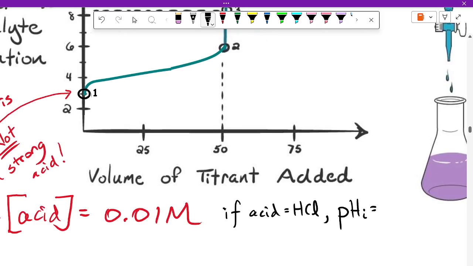If our acid were HCl, what would our initial pH be based on the concentration of the acid being 0.01 molar? pH would be 2. Okay, but if the acid is weak, then the pH initial is going to be greater than 2. Does that make sense? Okay, so that's one way that you can tell that this graph is a graph of a weak acid plus a strong base.